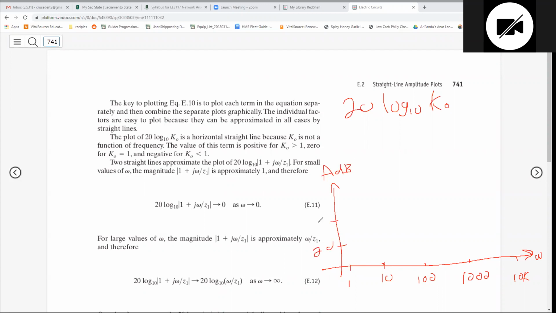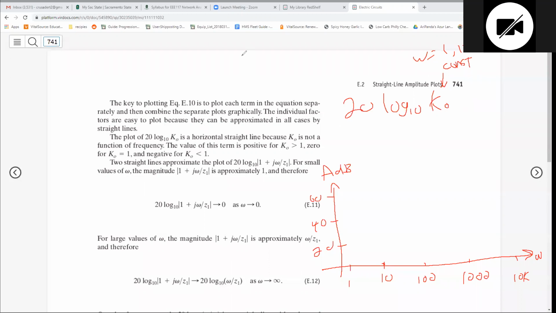20, 40, 60. Well, first question is, this is a constant, right? Does this change based on W equals 1 or 100? If it's a constant, it doesn't. So whatever number you figure out here is going to be the same for the whole entire graph. It's going to be a flat line.